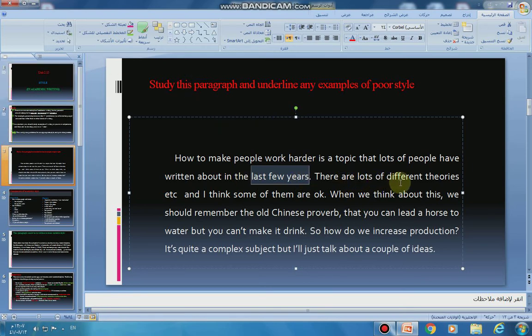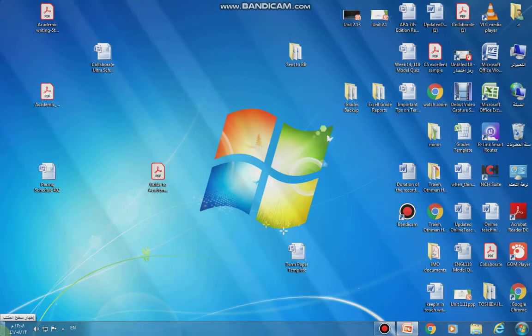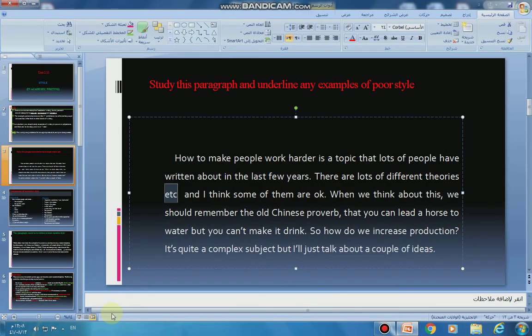There are lots of different theories. Again, lots of different theories, which theories? And etc. again doesn't seem to explain anything clearly.